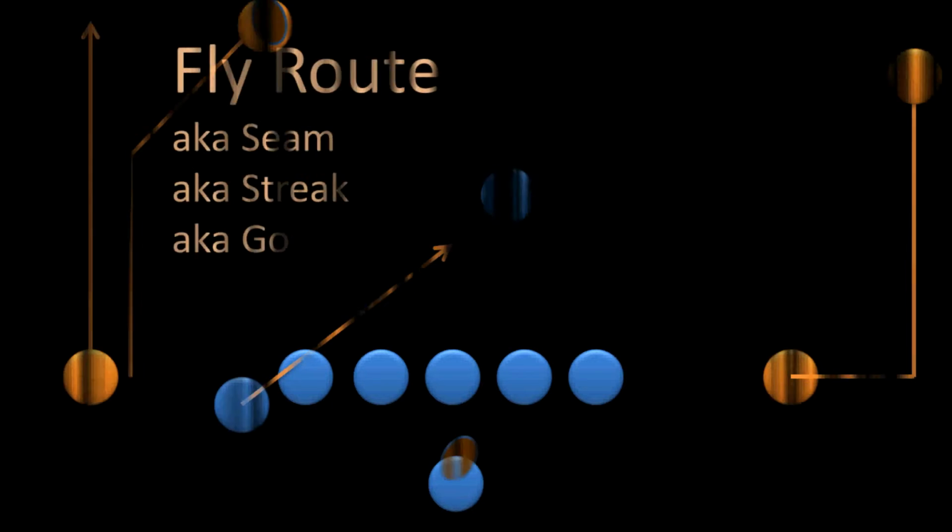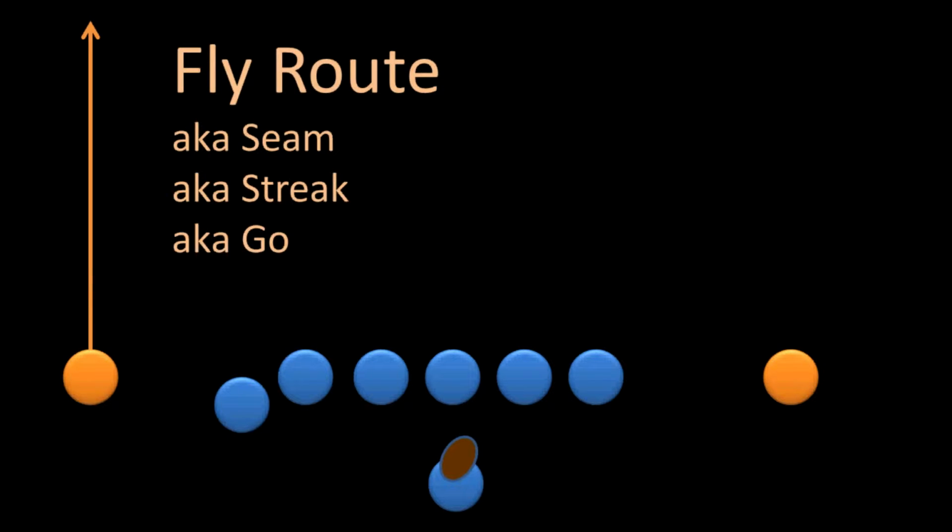The simplest route is the one with the most names. The fly route, or the seam, or the streak, or the go is when the receiver simply runs in a straight line. You can see how this would allow the receiver to get behind the defenders quickly, particularly if he's fast.